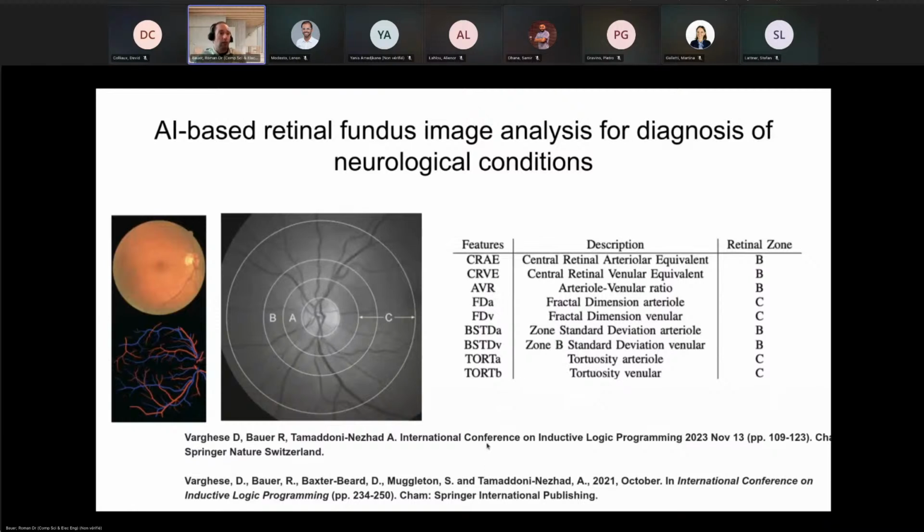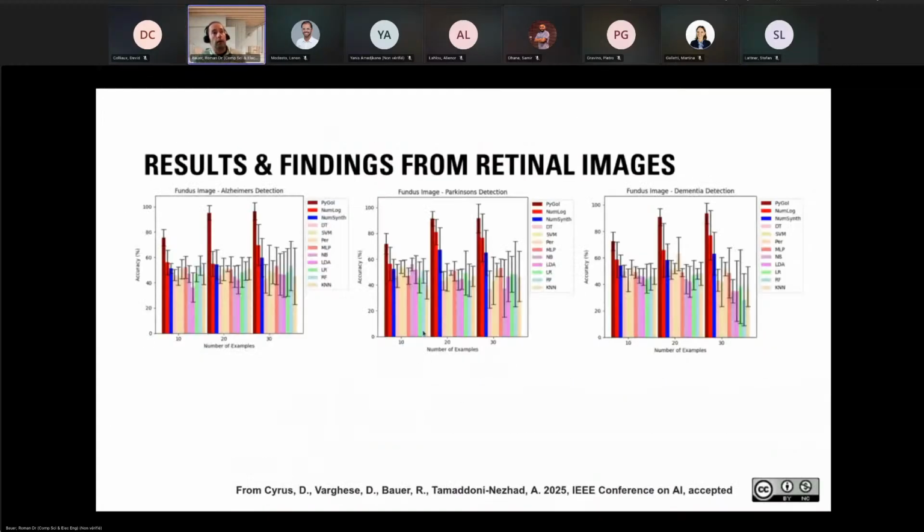And we have looked into Alzheimer's disease, Parkinson's disease, and neurovascular dementia with very good performance, with data from the UK Biobank. So here you see some results on the performance. We used some methods called PyGol or NumLoc, which are methods from inductive logic programming. Inductive logic programming is an AI method that is not a black box method. It's a different branch of AI.